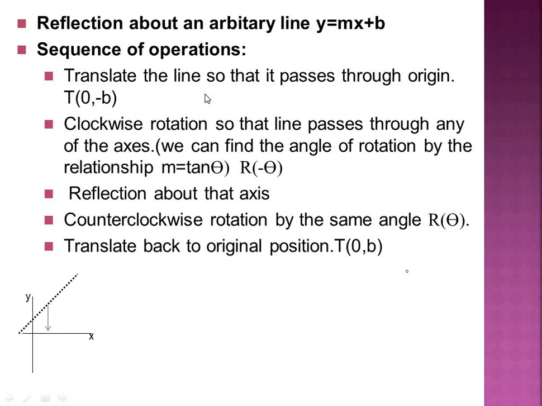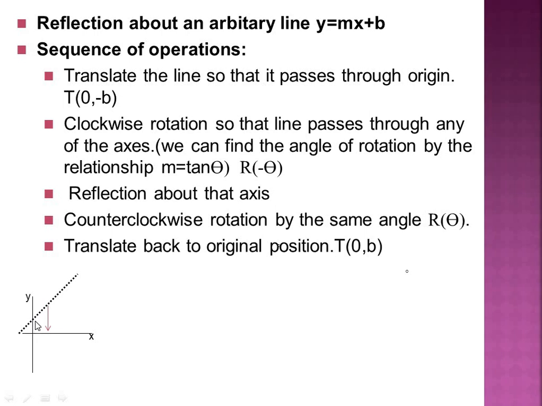We again come to the first step, which is to translate the line so that it passes through the origin. Now you have the line y equal to mx plus b. Because it is slightly above the origin, you have to shift this line so that it passes through the origin. For that you have to translate it by the factor 0, minus b. This is the factor minus b.